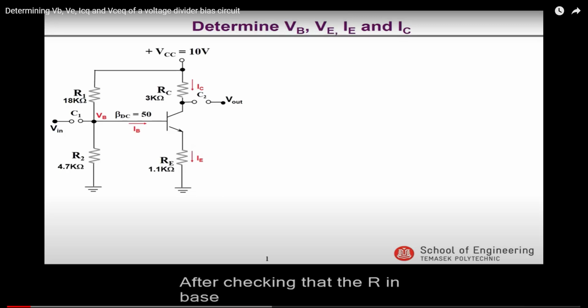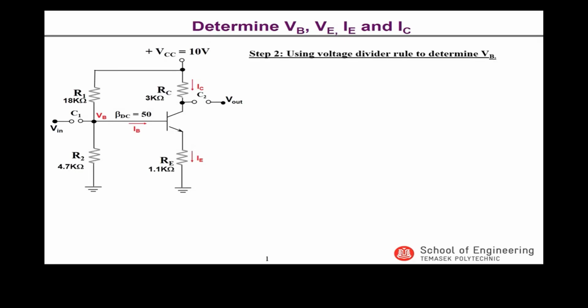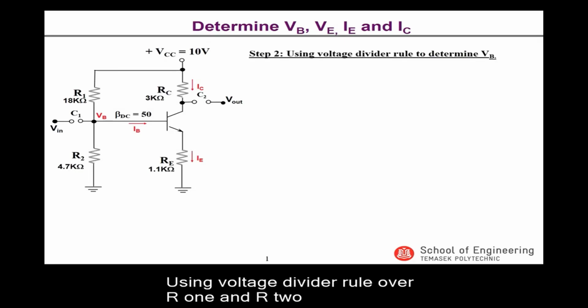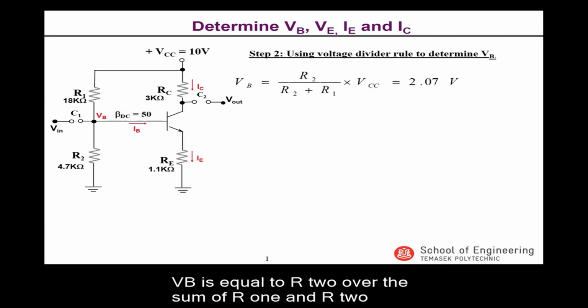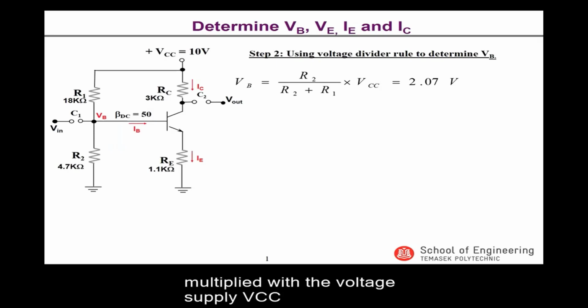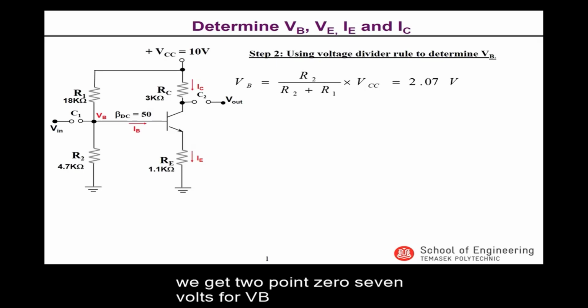After checking that the Rin base is greater than 10 times R2, we proceed to determine the voltage value of VB, the base voltage of the transistor, in step 2. Using the voltage divider rule over R1 and R2, we find that VB is equal to the voltage across resistor R2. Hence, VB is equal to R2 over the sum of R1 and R2, multiplied by the voltage supply VCC. Substituting the values of R1, R2 and VCC, we get 2.07 volts for VB.